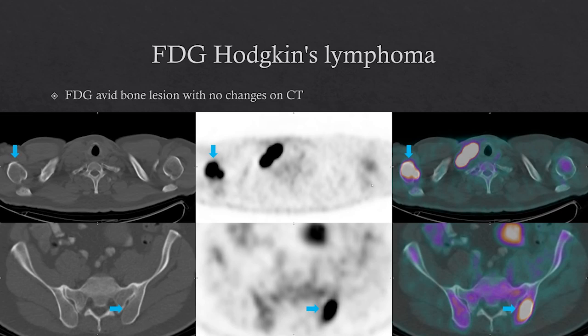So here's an example of a patient with FDG-avid Hodgkin's lymphoma. If you look at the sites over here, 2 sites of intense uptake. You look at the bone window, you don't really see any changes on CT. Here's another slice in the same patient, again, intense uptake. You can see it nicely in the diffuse images. You look on CT, no changes. So this is bone involvement by Hodgkin's lymphoma in this patient.